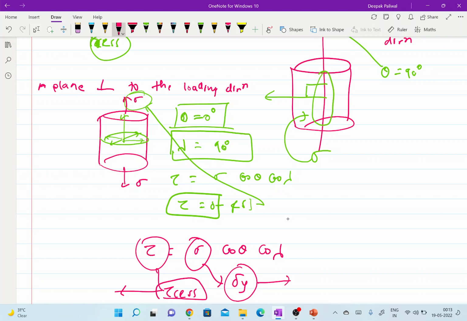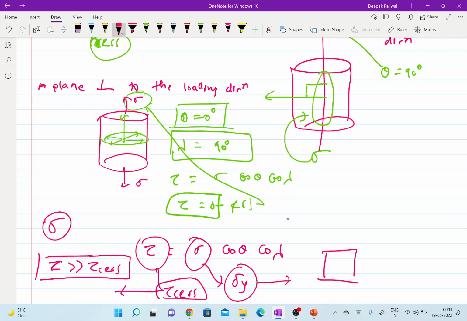So for the plastic deformation on a particular slip system or a particular plane, the critical resolved shear stress value must be exceeded. The tau value by having the sigma or any kind of stress should be greater than the tau CRSS, and only then will the plastic deformation happen.